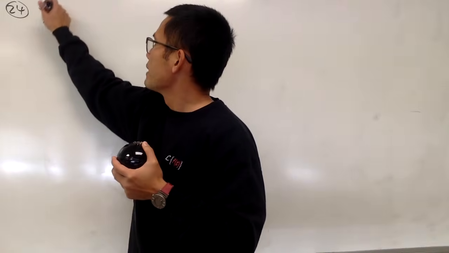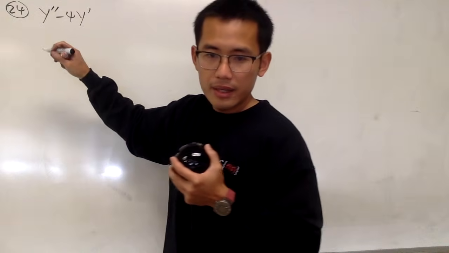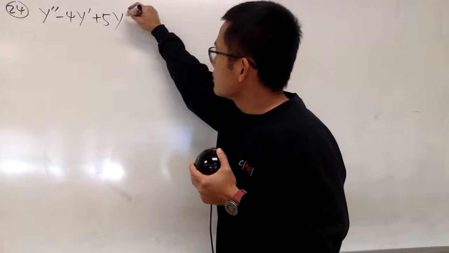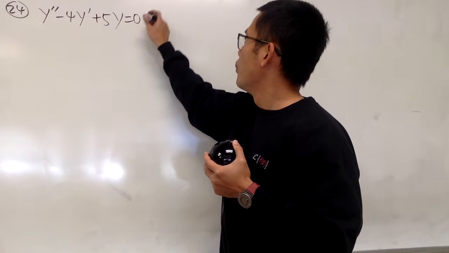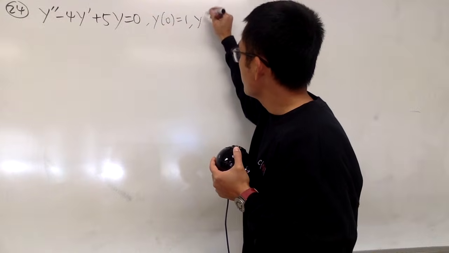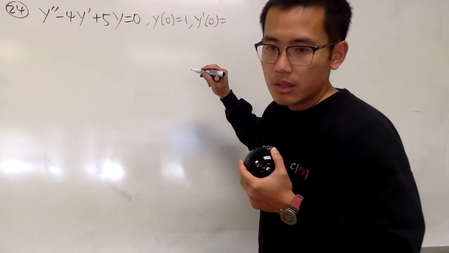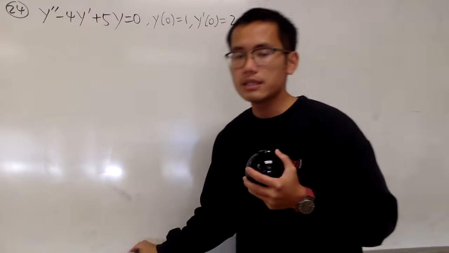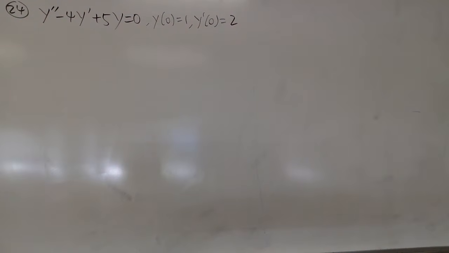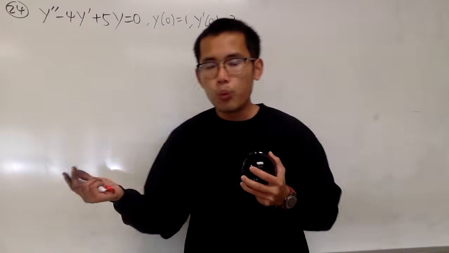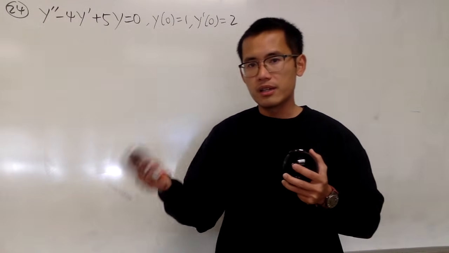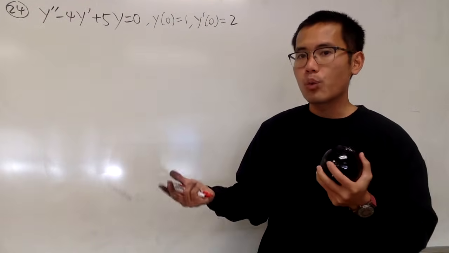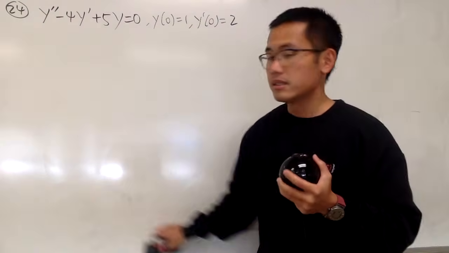Okay, y double prime minus 4y prime, plus 5y. This gives you 0, and y of 0 is equal to 1, y prime of 0 is equal to 2. I really want to do this one because if you do it the usual way, meaning if you let y be e to the rt and get a characteristic equation, you get complex roots. With Laplace, it will explain why you end up with an answer like that as well.